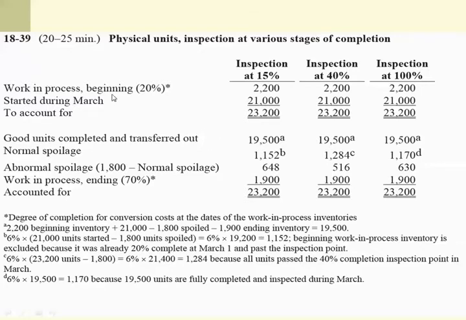Work in process beginning 2,200 units. Units started during March 21,000 units. Units to account for 23,200 units. Good units completed and transferred out: 2,200 beginning inventory plus 21,000 started minus 1,800 spoiled minus 1,900 ending inventory equals 19,500.